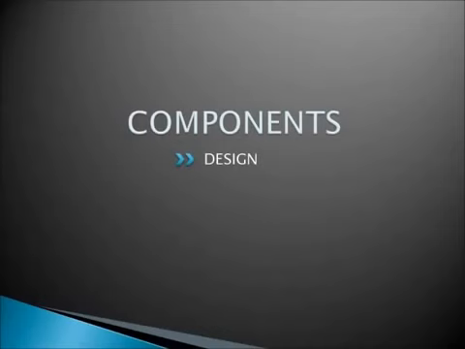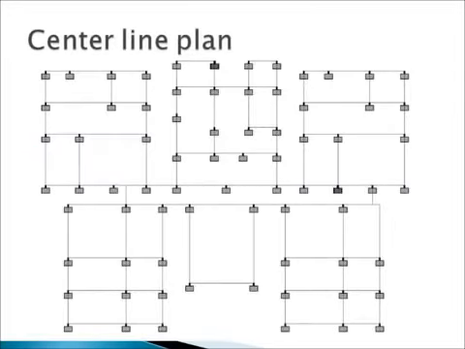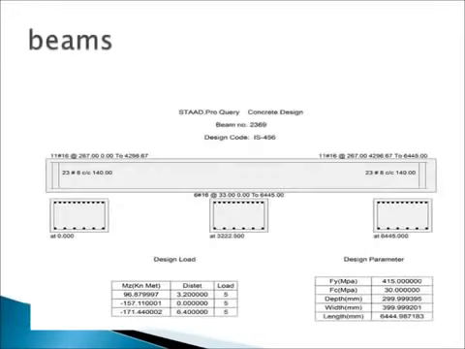Now we look into design of different components of the building. Columns. The main function of a column is to transfer all types of loads from the building to the foundation. In our structure, we adopted 3 types of columns depending on the load acting on the column. This figure shows the center line diagram of the building. After the design of columns using STAAD, we get reinforcement details as shown in the figure.